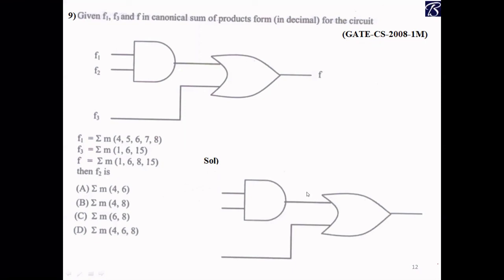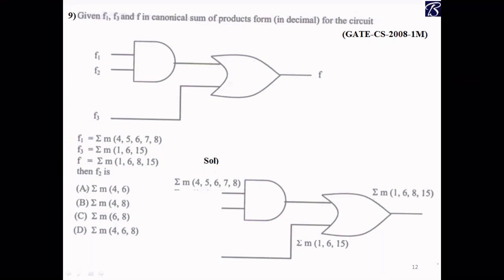This is the logic diagram given. The given inputs are: f1 equals sigma m of 4, 5, 6, 7, 8, and f3 is sigma m of 1, 6, 15, and the output is also given, sigma m of 1, 6, 8, 15. Now we need to find out f2. The f2 options are A, B, C, D, four options given.